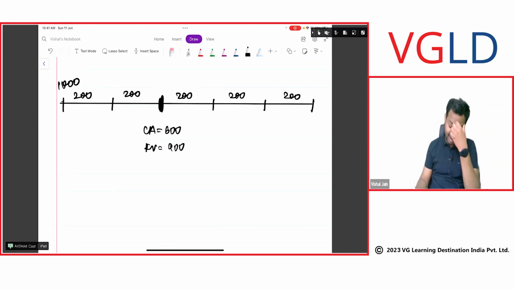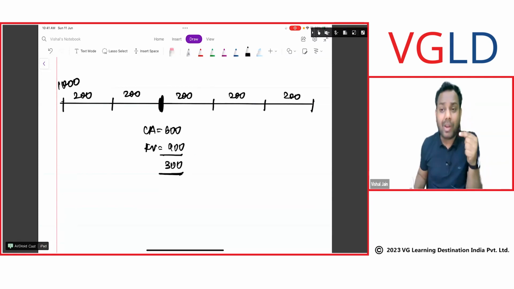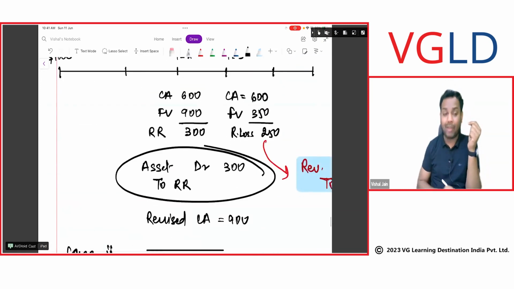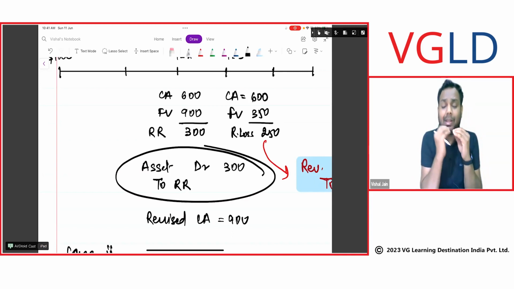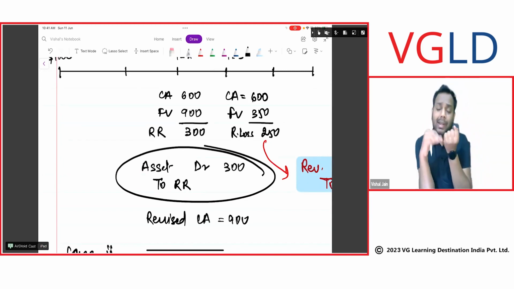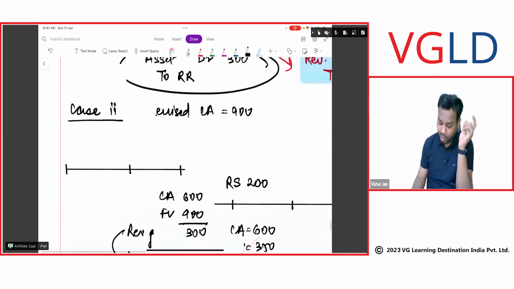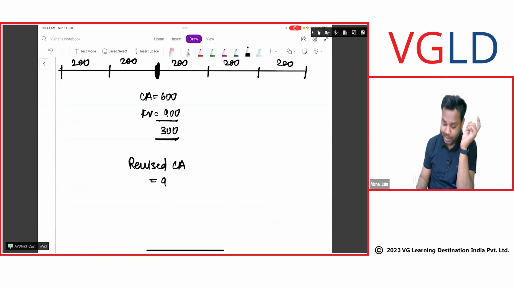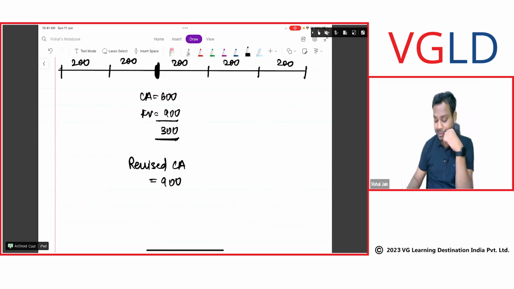So what happens? The revaluation gain is 300. So now what is the meaning of revaluation gain? What is the entry that I pass? The entry that I pass is asset account debit to revaluation reserve. It means I am increasing the value of the asset by 300. So what was my actual value of asset? 600. I increased it by 300. So 600 plus 300 is 900. So on this date, my revised carrying amount is equal to 900. Now 900 and the life is how many? 3 years. The life is 3 years.